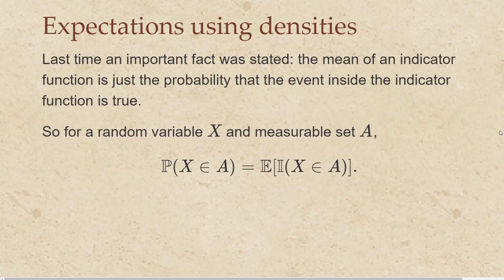Now, last time an important fact was stated. The mean of an indicator function is just the probability that the event inside the indicator function is true. So for a random variable X and measurable set A, the probability that X is in A is the mean of the indicator that X is in A.